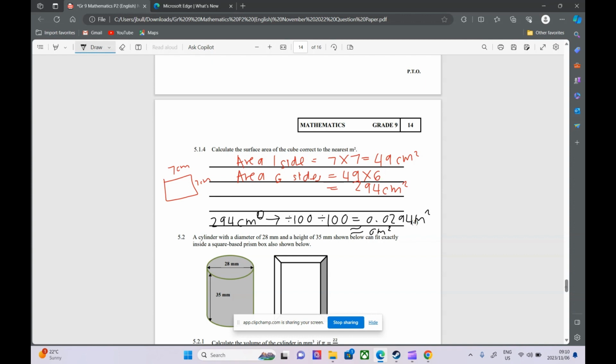So remember, centimeters squared to meters squared, you divide by 100, but you have to do it twice because of that little square. So divide by 100 and divide by 100 again. It would be the same if you're going from centimeters cubed to meters cubed. Because of that little 3, you're going to divide by 100 3 times.